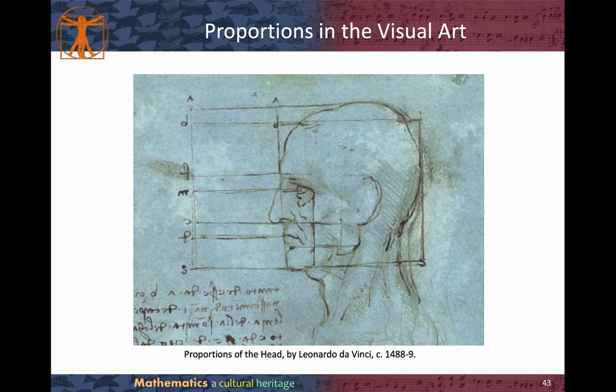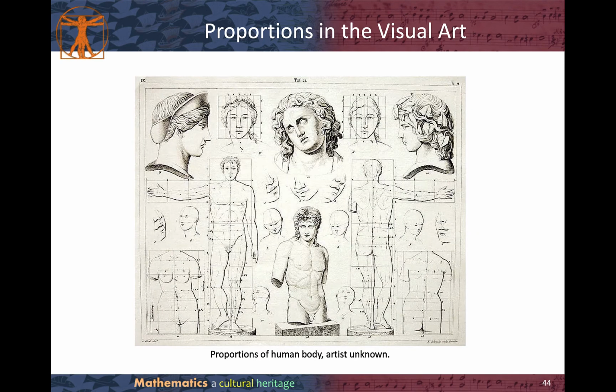Another important mathematical aspect in the visual art is proportion. Proportion means two ratios are the same. It means that the ratio of certain features in the real objects will be the same as that in the painting. Here are many examples that make use of proportions in the visual art.